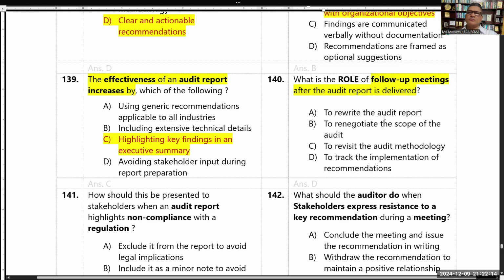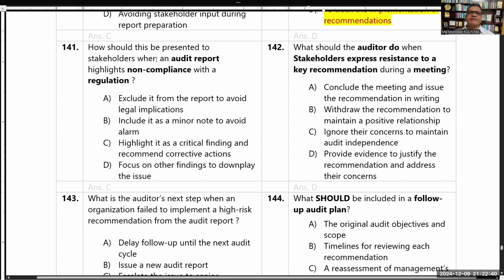The role of follow-up meetings after the audit report is delivered is to track the implementation of recommendations. Answer D. How should an audit report that highlights non-compliance with a regulation be presented to stakeholders? It should be highlighted as a critical finding and recommended corrective action. Answer C.